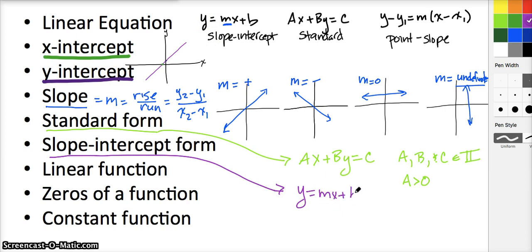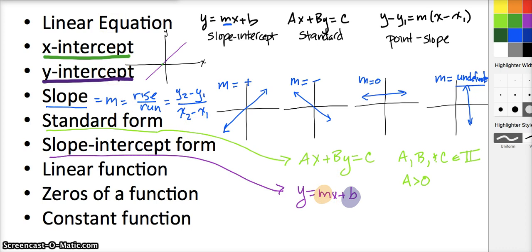The beauty of slope-intercept form is that you get so much information about your equation just by looking at it. So m is going to be the slope, and b is going to be the y-intercept. And so just by having this equation, you know pretty much what your graph looks like. So that's why students really love this form, and most people do.